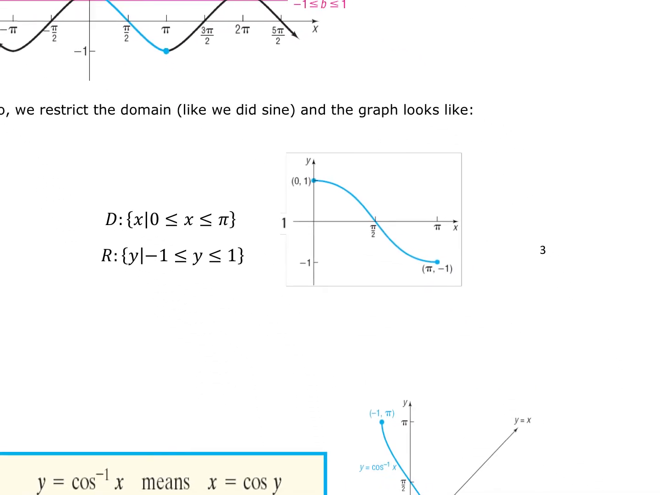So here is the domain of my restricted cosine. The domain of my restricted cosine is from 0 to pi, inclusive. I get to include 0 and pi. And my range is from negative 1 to 1, also including negative 1 and 1. So here's what my restricted domain looks like.